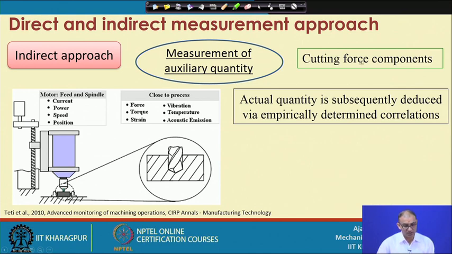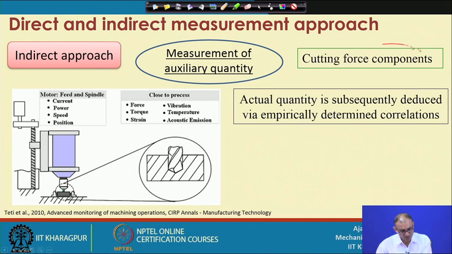Suppose you consider the cutting force component, right. The cutting force component has nothing to do with the machining itself, it is just measuring the forces acting between the cutting tool and the workpiece. But by getting those signals, you get much useful information related to the cutting tool, the workpiece and different types of alignment problems. So, the actual quantity is subsequently deduced via empirically determined correlations.